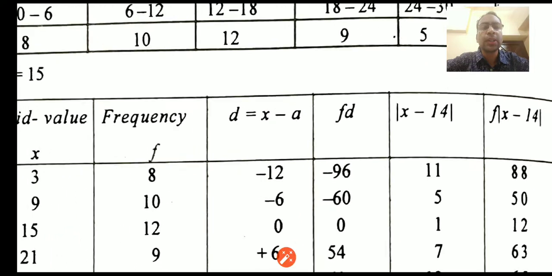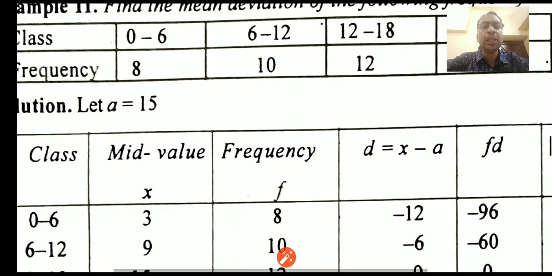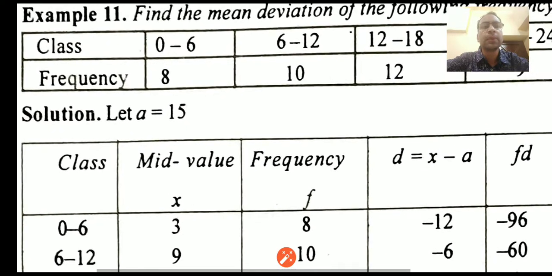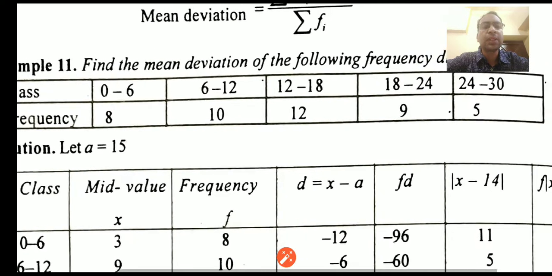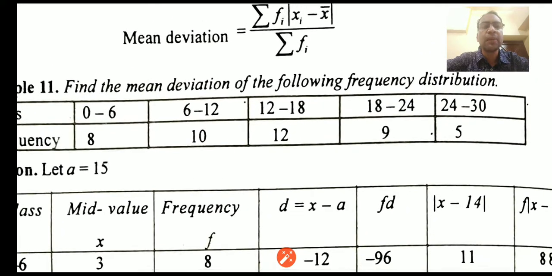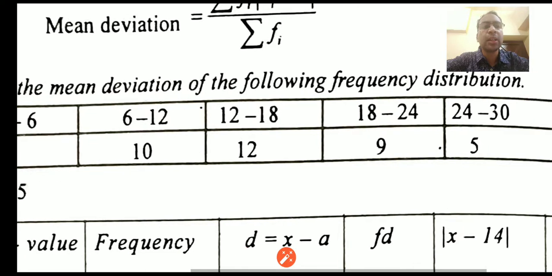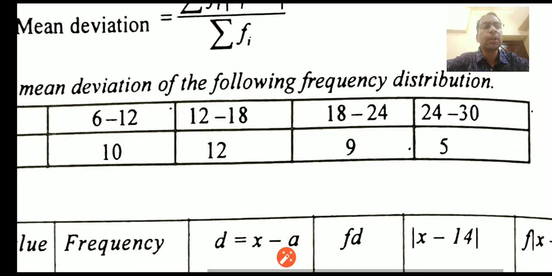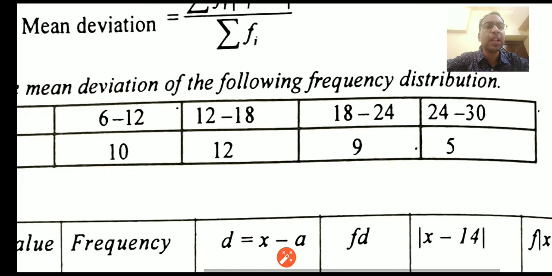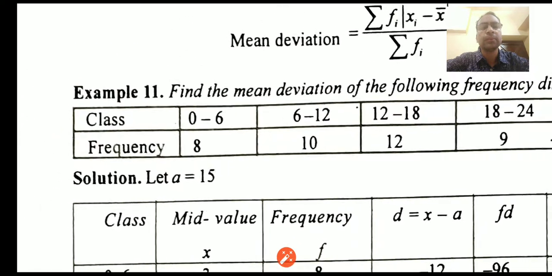So now let us start. Let us assume the mean a is equal to 15. Let me explain how we got this assumed mean. The lowest limit of the class is 0 and the highest limit of the class is 30. Normally for the assumed mean we take the mid value of this. So in this case we take the mid value as 15, and the assumed mean has been taken as 15.